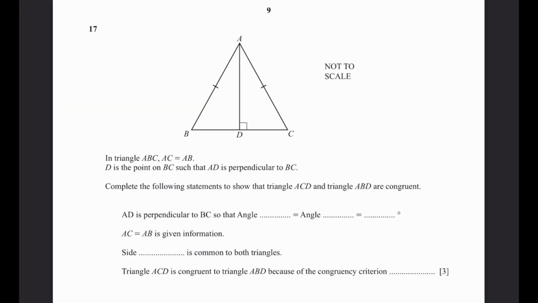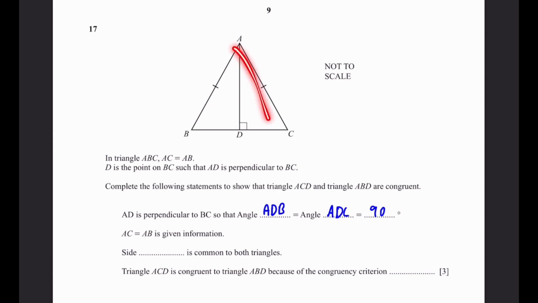Question 17. In this triangle ABC, AC is equal to AB. That means this is isosceles. D is the point on BC such that AD is perpendicular to BC. Complete the following statements to show that triangle ACD and triangle ABD are congruent. AD is perpendicular to BC, so angle dash is equal to angle dash, which is equal to dash degrees. These two angles will be the same because they're perpendicular. So angle ADB and angle ADC are equal to 90 degrees because it's the right angle.